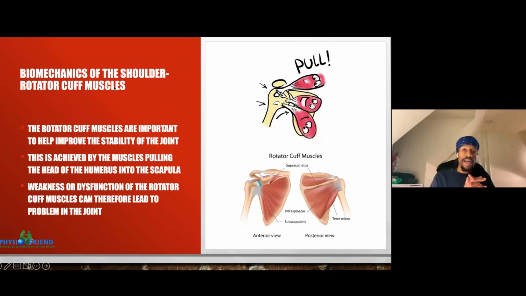When we're looking at what helps to increase the stability, we are looking at the rotator cuff muscles. So that one's the supraspinatus, which is here. That one would be the infraspinatus. That one will be the teres minor. It's just a cartoon analogy. And you can see these muscles are pulling.